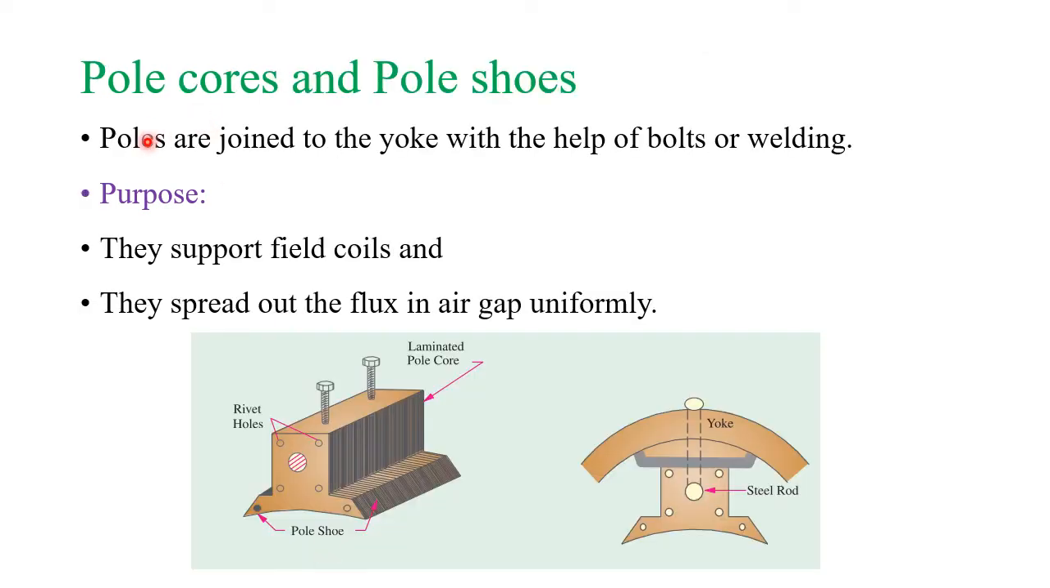Pole cores and pole shoes. Pole cores are joined to the yoke with the help of bolts or welding, and these pole cores are laminated to each other. The main purpose of the pole core is to support the field coils, right? And they spread out flux in the air gap uniformly. This spreading out is due to the pole shoes.